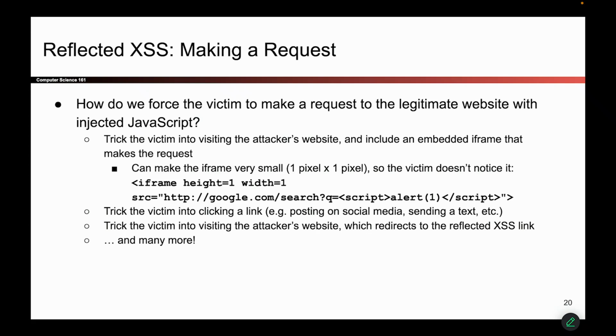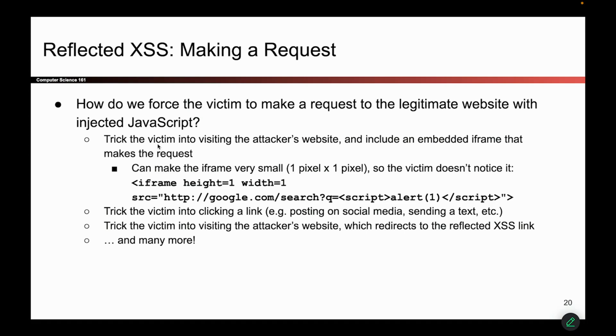So reflected XSS has that one extra requirement, and that is making the victim make an unintended malicious request. For example, we need the victim to open this link so that they send the JavaScript and they get the JavaScript back. Now, a user is normally not going to write this as their search query, so the attacker has to trick them into making this request.